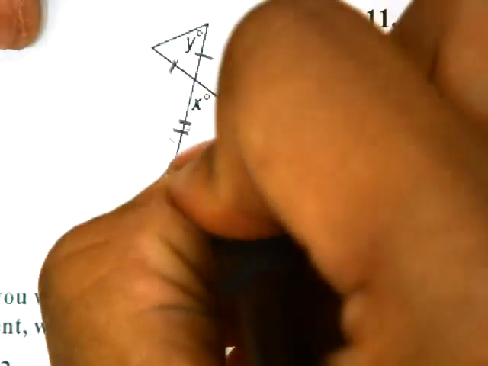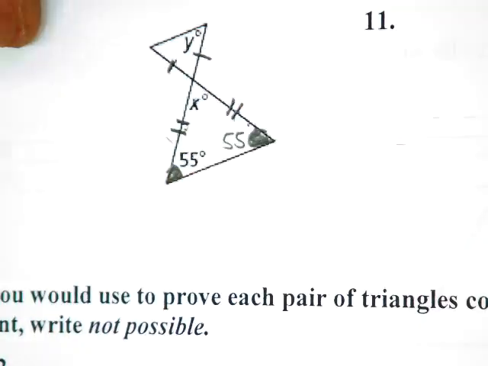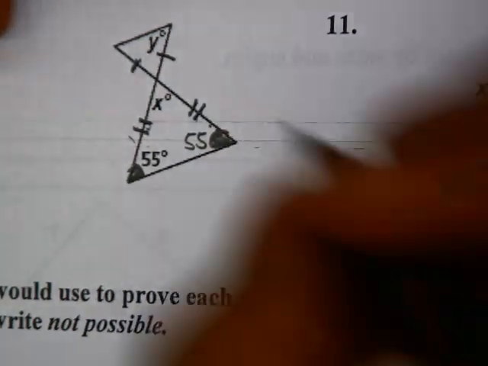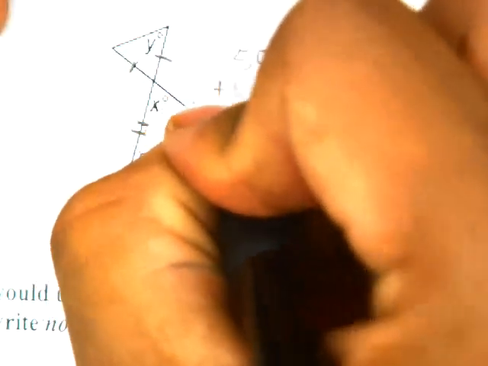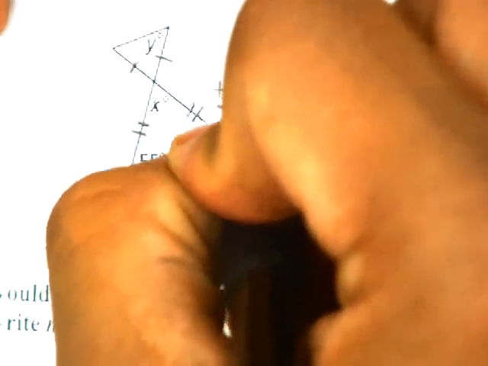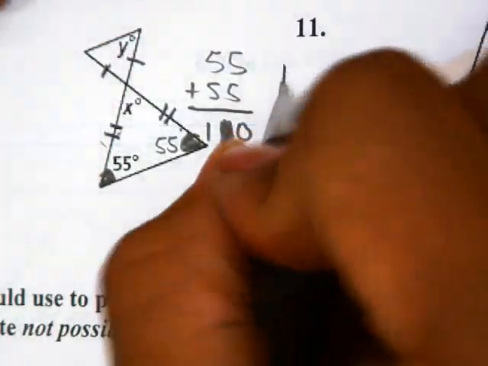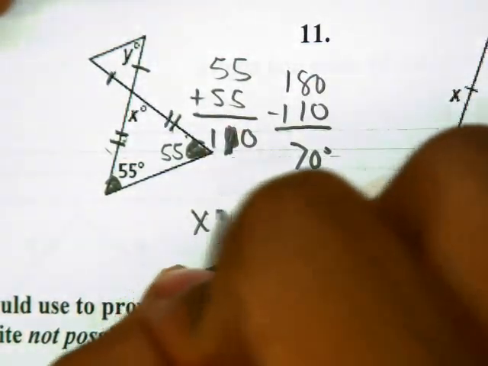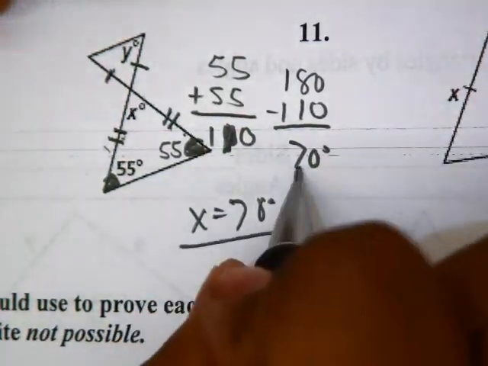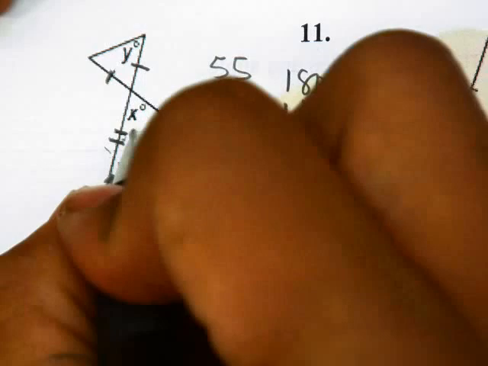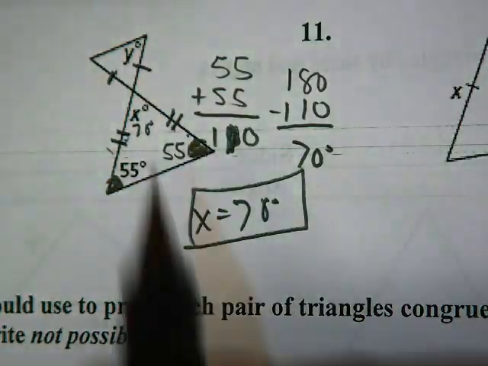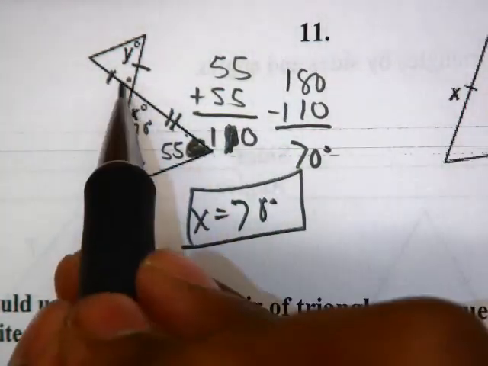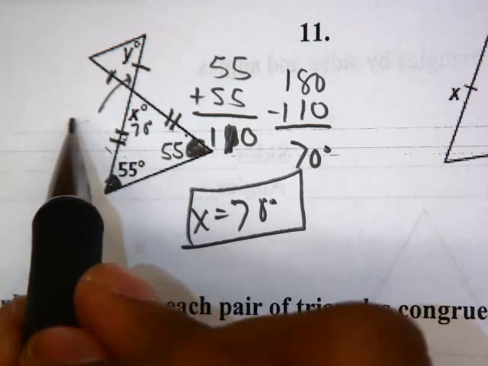So if this is 55, this is also 55. That'll help me solve for x. 55 plus 55 is 110. Anyway, 180 minus the 110 is 70. So x is 70 degrees. Since that's 70, that means up here is also 70 because these are vertical angles.